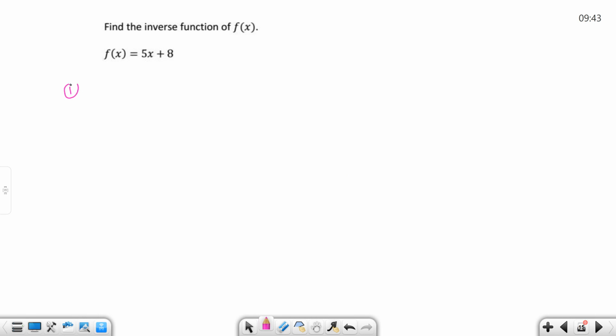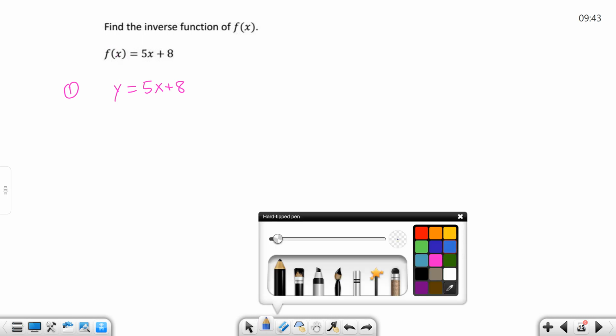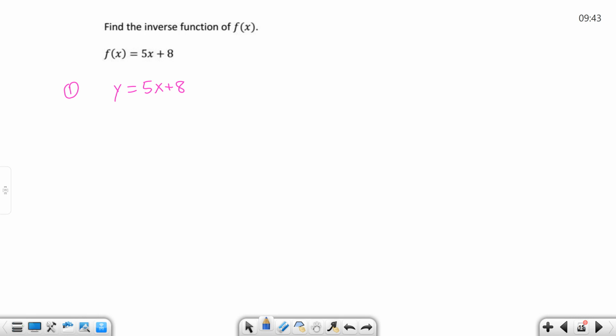Step one is going to be y equals 5x plus 8, right? I replaced f of x with y. That's all I did. Step 1 is always going to be literally one step. Step 2 is going to be swap my x's and y's. So here I had x equals 5y plus 8. It is also always one step. You're literally just rewriting it and changing every x to a y and every y to an x. In this case, we only had one of each.